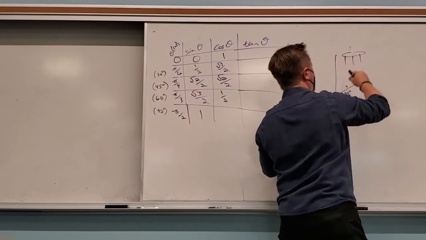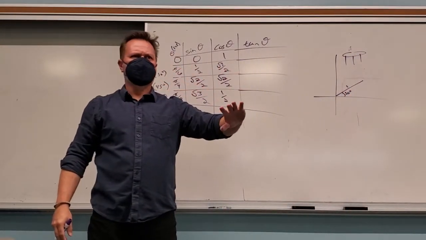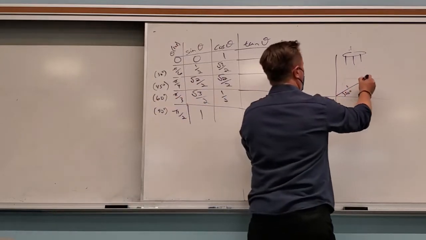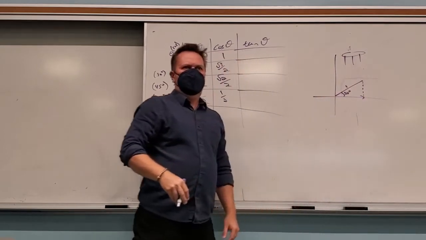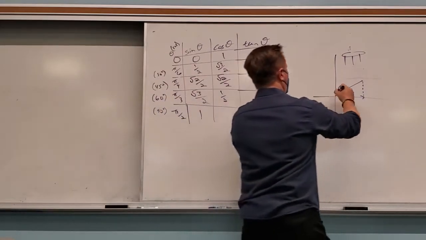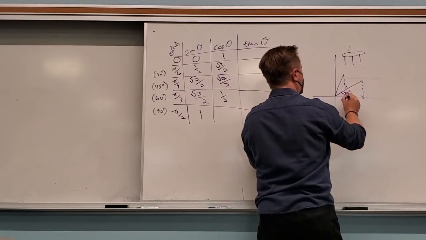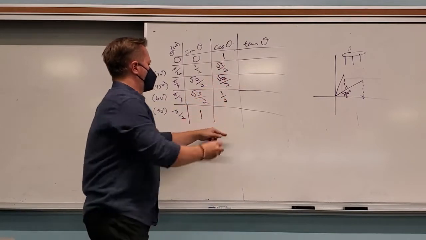A light up here. Can you imagine the shadow it casts on the x-axis? That is the cosine. So the shadow it casts on the x-axis is the cosine. So as it goes further up, the shadow it's going to cast on the x-axis gets smaller. And you see that here. It gets smaller, smaller, smaller.